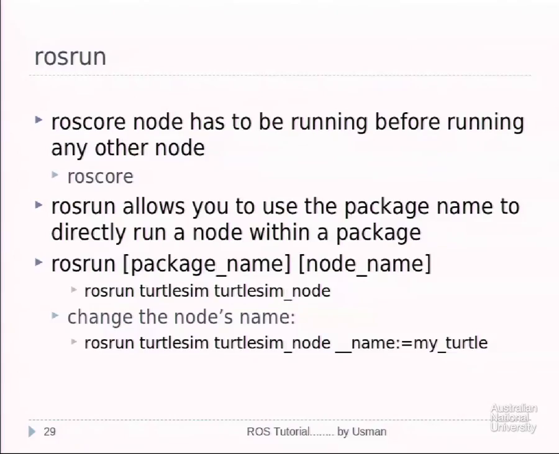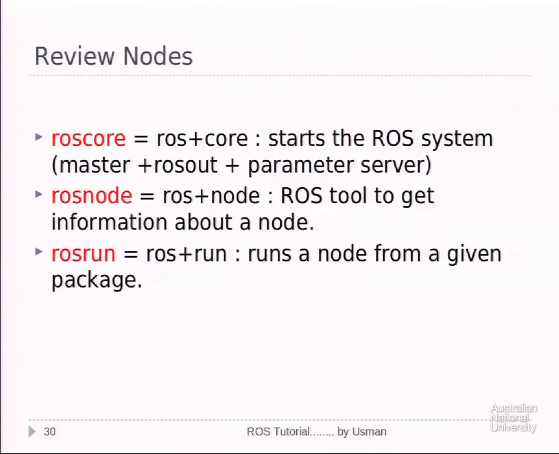So the view here is that we have roscore that will run the master, and then rosnode that will tell us information about the node itself, and then the rosrun command, which is basically running that node.